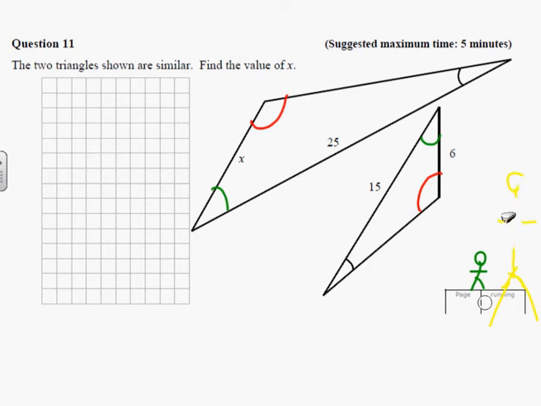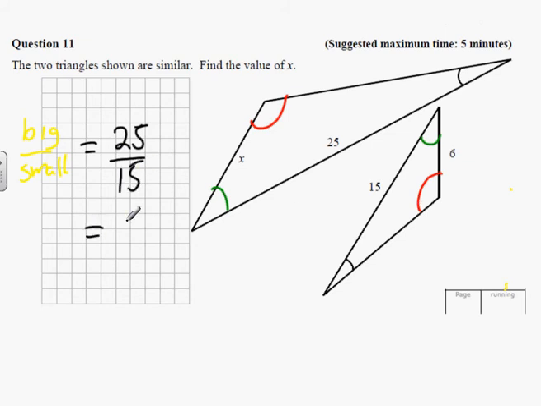So what we're going to do is compare the similar sides. In both triangles, we know what's in between the green angle and the black angle. Does everybody agree with that? If we divide the big triangle by the small triangle, I can find how many times bigger it is. So 25 divided by 15 is 5 over 3. The big triangle is 5 over 3 times bigger than the small triangle.